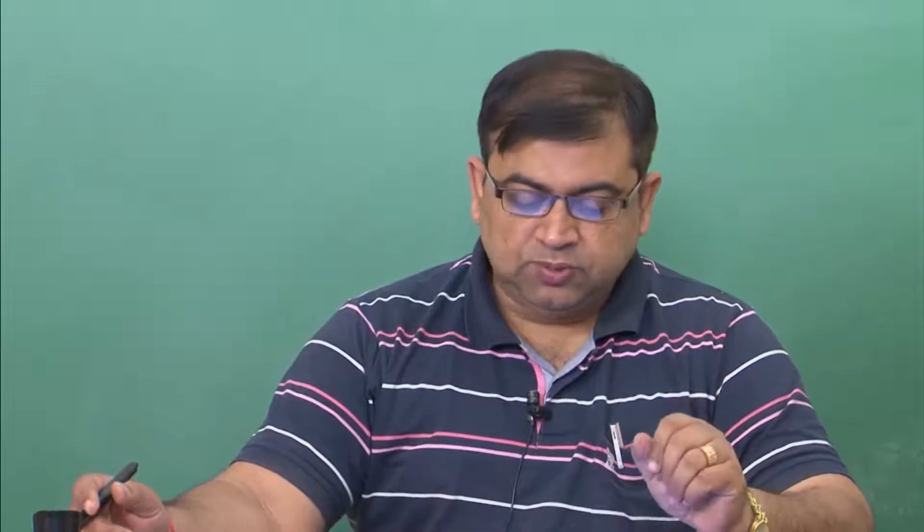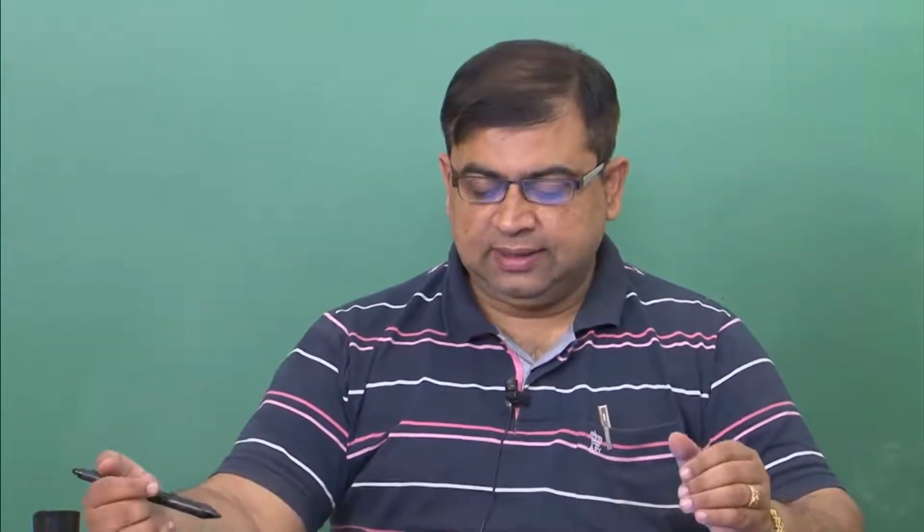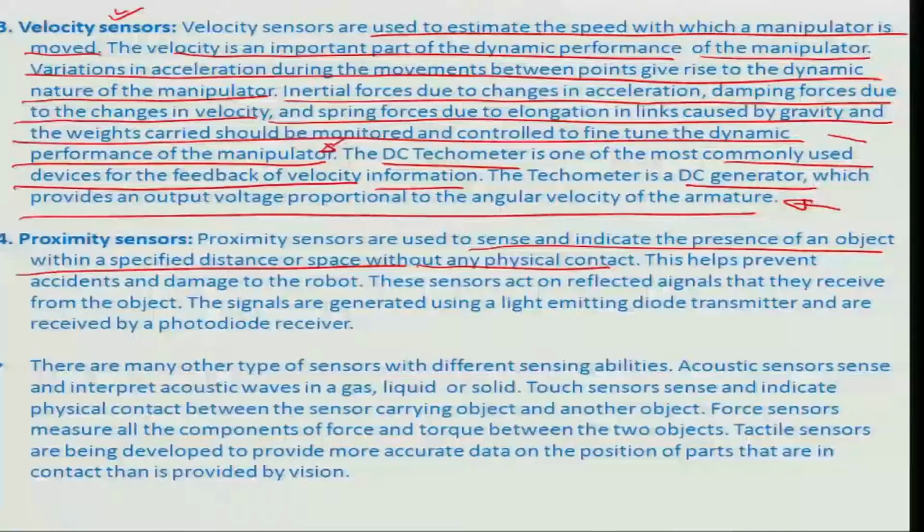There are also proximity sensors which are used to sense and indicate the presence of an object within a specified distance or space without any physical contact. This is more or less similar to the range sensor. The range sensor is basically up to what range the robot will move, and some range sensors also serve as proximity sensors from time to time. But there are independent proximity sensors which will only do the job of sensing the presence of a foreign object within a specified distance or space, and these sensors typically work on reflected signals.